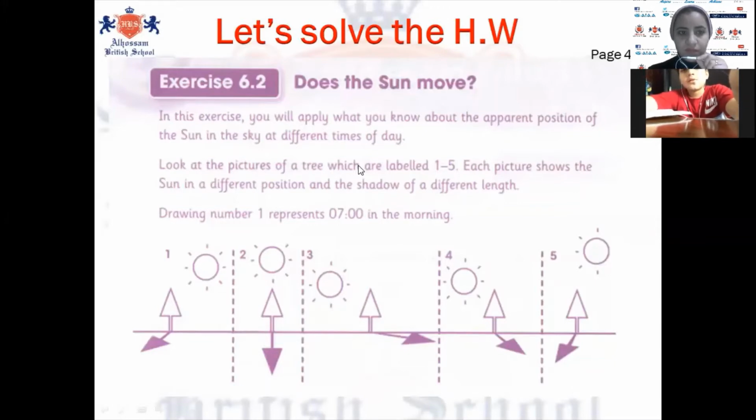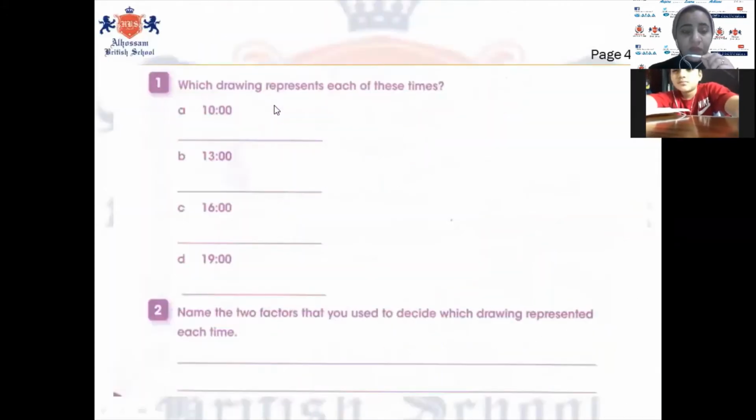This exercise, look at the pictures of a tree which are labeled from 1 to 5. Each picture shows the sun in a different position and the shadow of a different length. Drawing number 1 represents 7 a.m. in the morning. Okay, open your book. Which drawing represents each of these times?